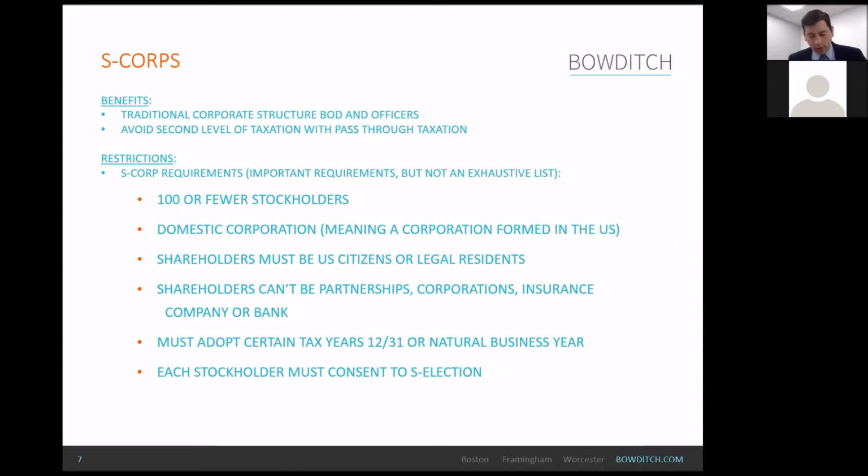The corporation must be a domestic corporation, meaning a corporation formed in one of the states of the United States. Shareholders must be U.S. citizens or legal residents. Shareholders can't be partnerships, corporations, insurance companies, or banks. You have to adopt a certain tax year. And as I mentioned, each stockholder must consent to the S election, which, as the number of stockholders grows, becomes increasingly more difficult.